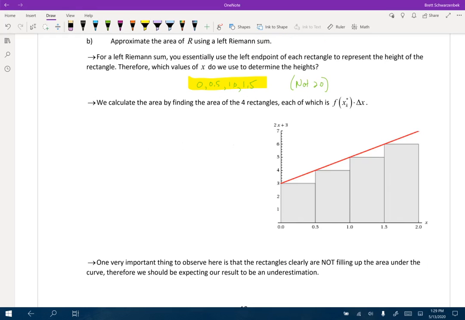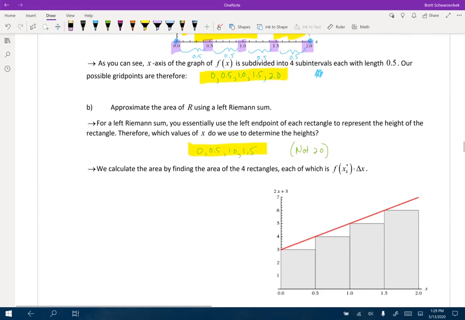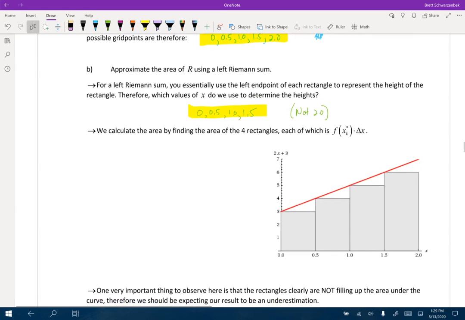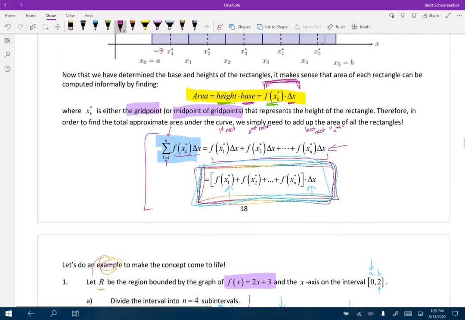The next step is, since we have the measure of the bases, which is 0.5, and we know where to compute the actual heights, we can go ahead and find the area of each rectangle. Recall, in order to find the area, we use the formula right here. We plug each one of the partition values, the grid points, into the function, add them all together, and then multiply by the change of x.